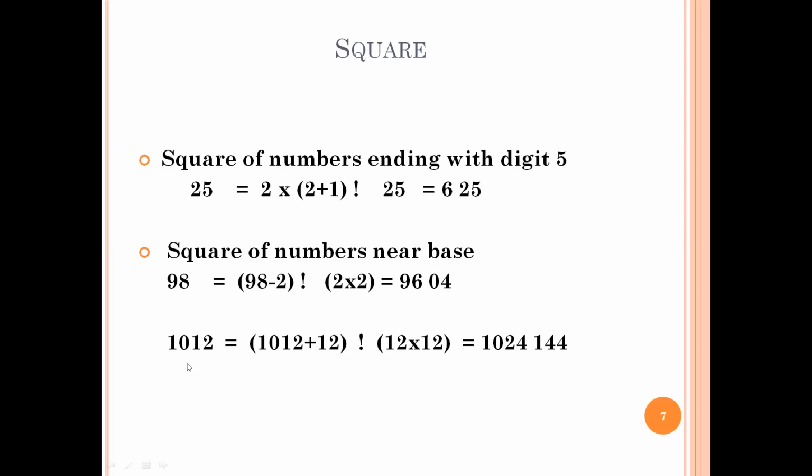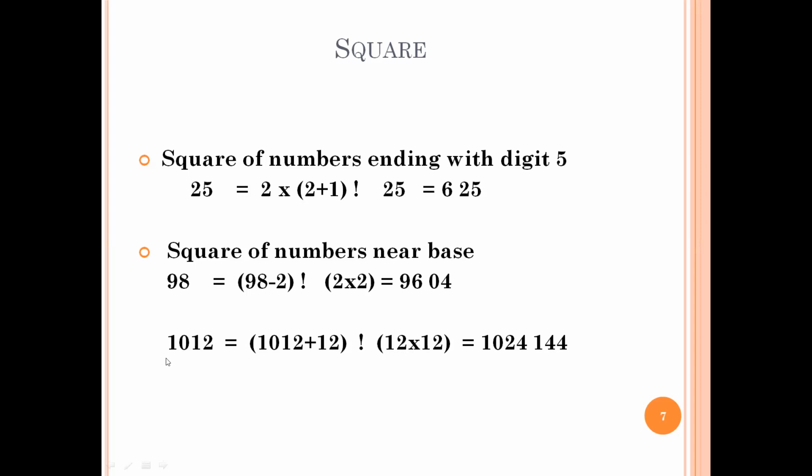The same logic goes for numbers above the base. Take 1012. It is above the base by 12. So I simply add 1012 plus 12, so 1024. Clear? And 12 twelves, again I use the same technique. But normally we know the square of 12, that is 144. The difference is plus 2, so 12 plus 2 is 14, and 2 into 2 is 4. So the final answer is 1024144.